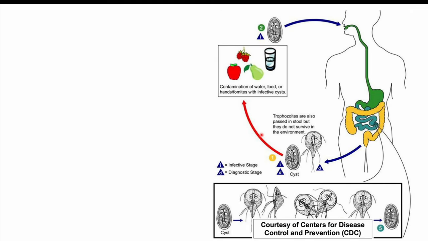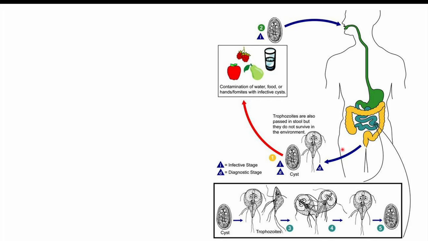So in the environment, in contaminated water or food or in other objects, there are these Giardia intestinalis cysts. And when a patient consumes one of these contaminated objects, they also consume one of these cysts. These cysts will then enter into the gastrointestinal tract and become what we call trophozoites. So trophozoites are going to be the mature form of Giardia intestinalis. And these trophozoites will then cause a lot of the signs and symptoms we're going to talk about in the next upcoming slides.